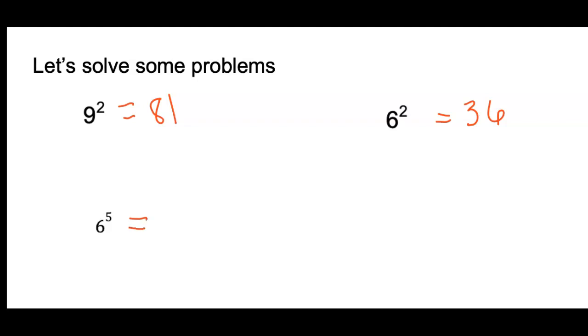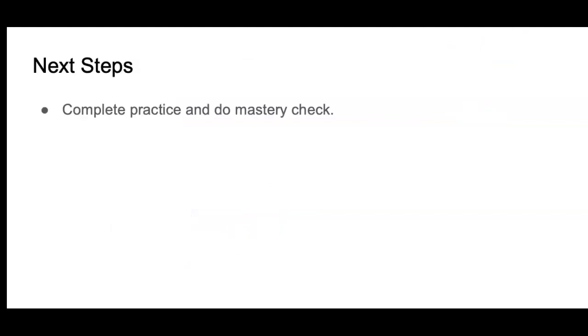And then this one, 6 to the 5th, you would have to use that up caret key. So you put 6, up caret key 5, hit enter, and you should get 7776. So make sure you've figured out how to get those answers on the calculator. Pause or ask questions or ask a neighbor if you need to. And then you just need to complete the practice sheet. And then once you get your practice sheet corrected, you will be able to do the mastery check.